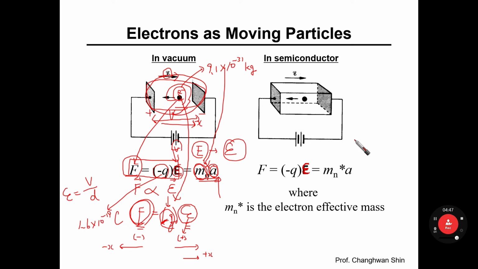Okay. So now let's repeat this simple estimation in the case of a semiconductor instead of vacuum. Previously I said there is nothing, so we can claim that this single electron is existing in vacuum. But now the free electron is existing in a semiconductor.